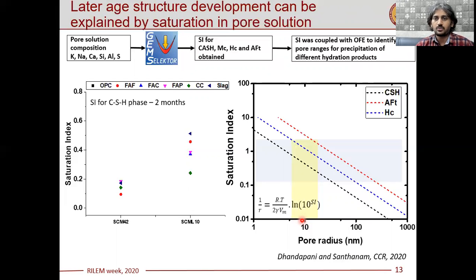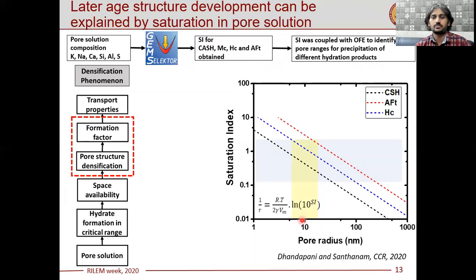Though there is a major contribution of the carboaluminate phases to the reduction of the capillary pore space at the early ages, due to the high amount of carboaluminate phases that are formed in the ternary systems. In this way, we are able to synthesize a phenomenological framework to explain the densification process, where saturation in pore solution leads to hydrate formation in the critical size ranges, causing densification of the pore structure, which leads to an increase in formation factor that controls transport properties, linking the processes at the different scales.